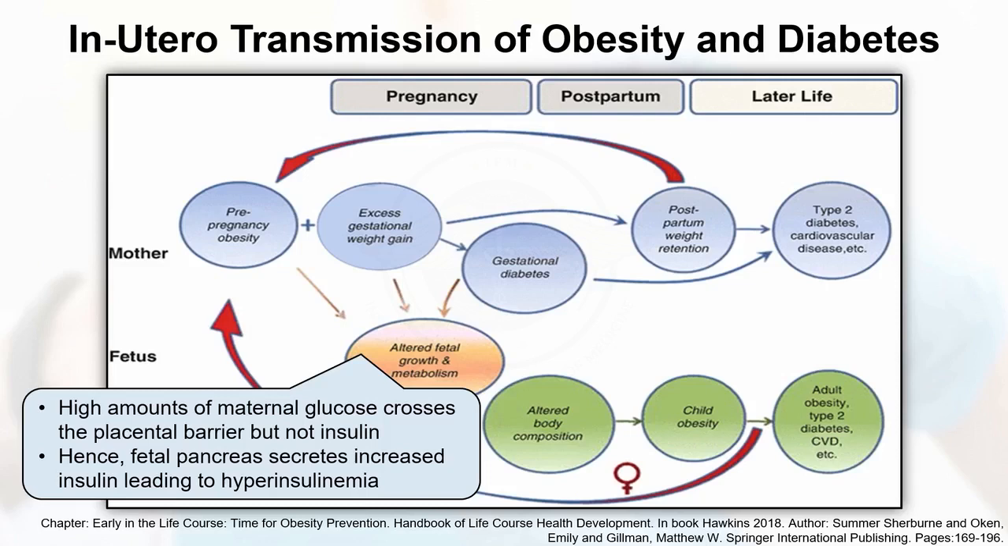So very simple. The mother is overweight, the mother is obese, she has gestational diabetes. Because of GDM, she has high sugars. These high sugars cross the placental barrier, they reach the fetus. The fetus wants the fetal sugar to be normal, so the fetal pancreas responds to the high sugar by releasing more and more insulin, and the fetus is born in a hyperinsulinemic state.